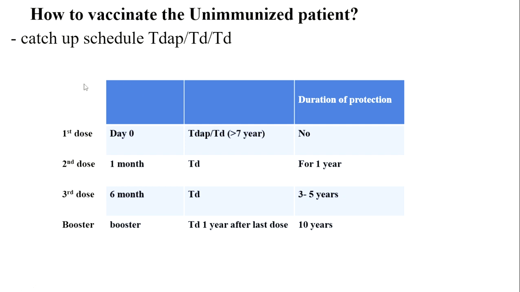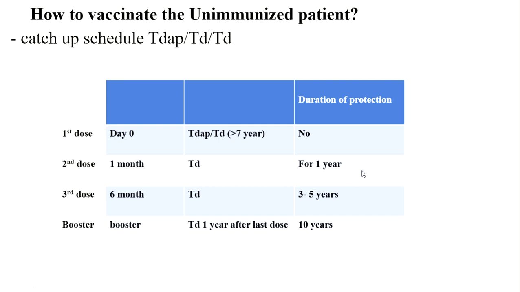So this is a table showing the vaccination schedule. We can see day 0, 1 month and 6 months. These are the primary doses, 3 doses, followed by the booster, which should be given at least 1 year after the last dose. This last column is showing the duration of protection after each vaccine dose. After the first dose there is no protection, so it acts as a sensitizing dose. Only after the second dose will the patient be immune, for 1 year. If he takes 3 doses, then he will be protected for 3 to 5 years. And if he receives his booster dose as per the recommendation, then he will be protected for at least 10 years.